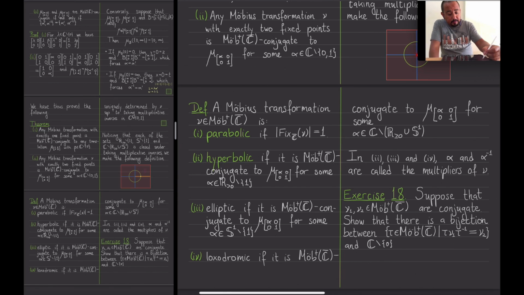Here, if it has exactly two fixed points and it's conjugate to multiplication by an element of the circle, I call it elliptic. So if it's conjugate to a rotation. And finally, if it's not in those cases, then I call it loxodromic.